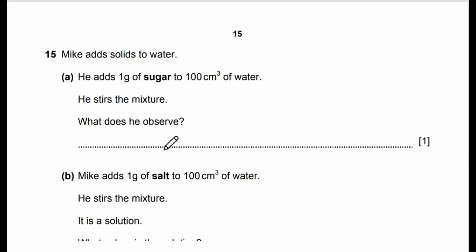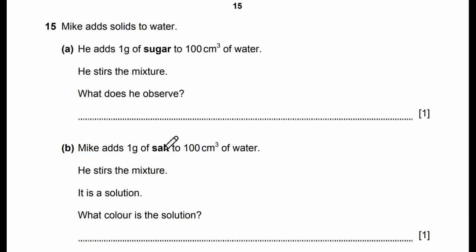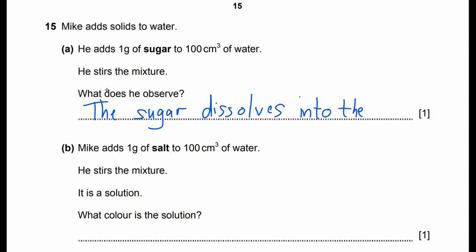Next number 15. Mike adds solids to water. He adds 1 gram of sugar to 100 cm³ of water. He stirs the mixture. What does he observe? So he observed that the sugar dissolves into the water.